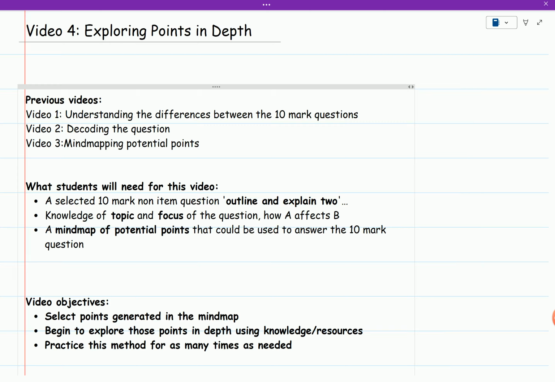And then the video objectives, finally. So we're going to be selecting points generated in the mind map. It's going to be down to you which ones you want to start with. We're going to begin to explore these points in depth using our knowledge and resources.